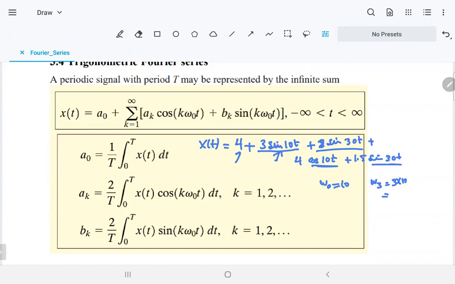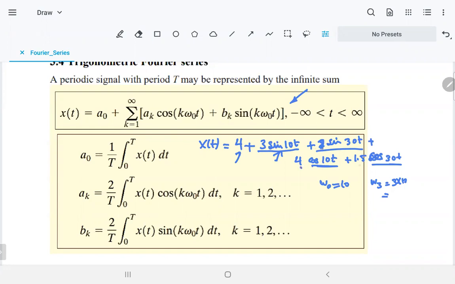And you have another third harmonic, it should be cosine 30t, with height 1.5. In general, you have sine terms and cosine terms. Of course, by math, you can combine sine 10t and cosine 10t in one term, like cosine 10t plus a shift. We're going to do that later, but I'm just trying to explain what the main formula for the Fourier series means. So that's what you're going to get.